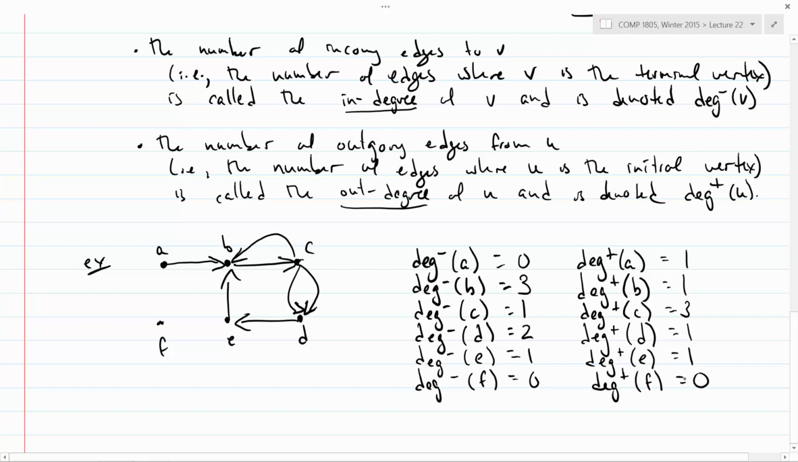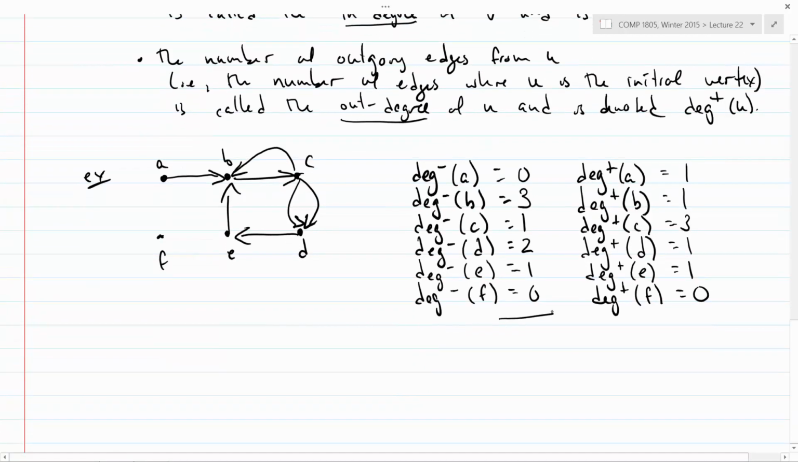Okay, so let's see what happens if we add these things up. 3 plus 1 is 4, plus 2 is 6, plus 1 is 7. 1 plus 1 is 2, plus 3 is 5, plus 1 is 6, plus 1 is 7. So if I add up all of the in degrees, I get 7. If I add up all of the out degrees, I get 7. What's probably going to happen in general? Right, those are going to be the same, because every edge contributes 1 to someone's in degree and 1 to someone's out degree.